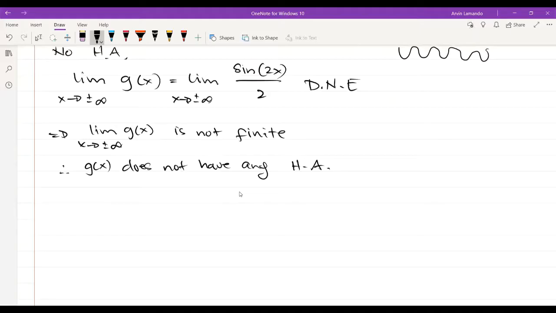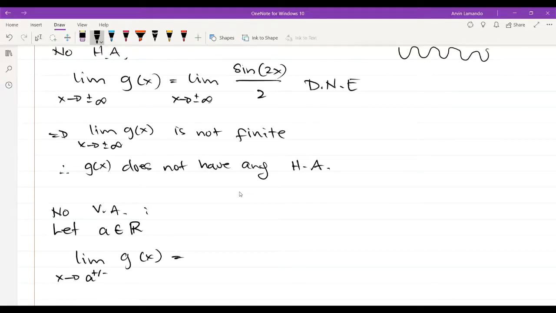So next, let us prove that g of x does not have any vertical asymptote. First, let us take an arbitrary value of a. So let a be any real number, and take the limit of g of x as x approaches a from the left or from the right, it does not matter.